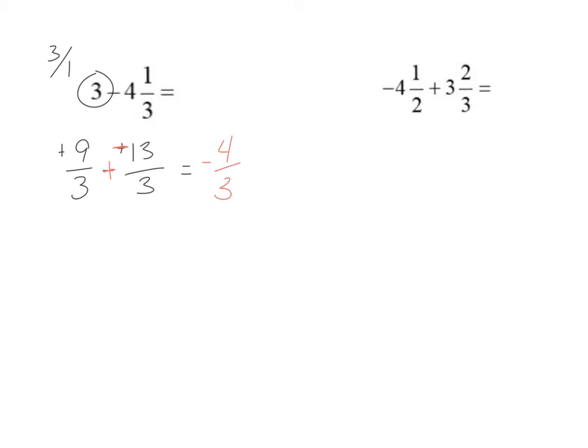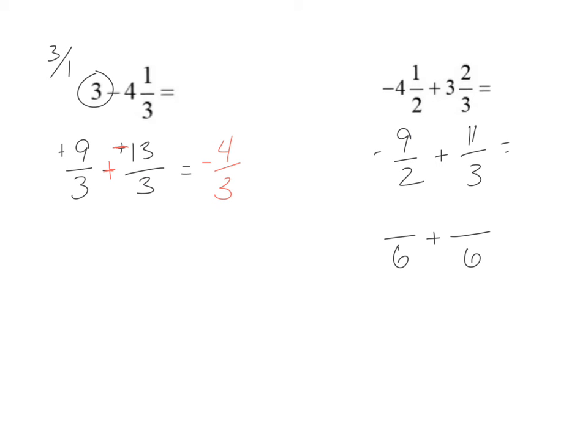Let's try another one. So we're starting out with 4 1/2. So that's going to be negative 9 over 2. Again, I did 4 times 2 is 8, plus 1 is 9. And then over here, I'm going to do 3 times 3 is 9, plus another 2, which gives me 11 over 3. And I need to take a minute and find a common denominator of 6.